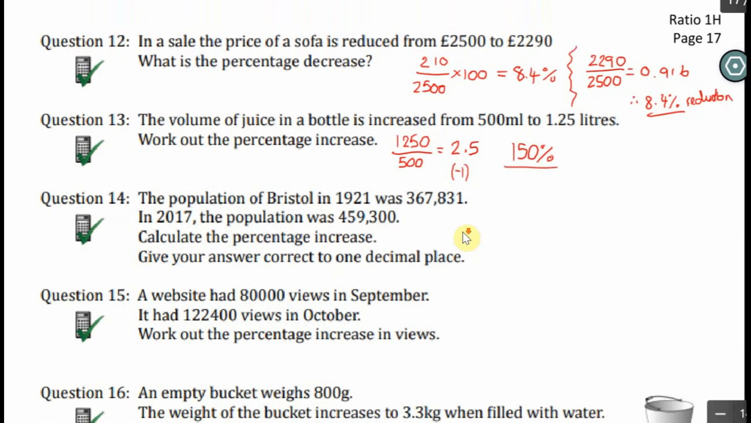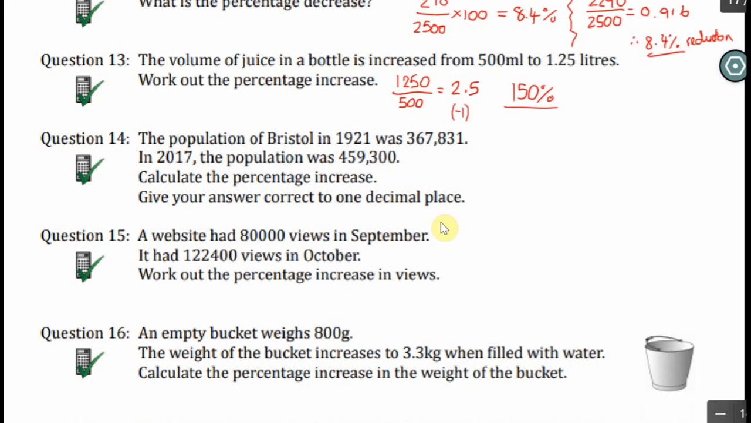Okay, and question 14. We've got the population of Bristol in 1921 and in 2017, and it says calculate the percentage increase. So we're going to divide new by old.